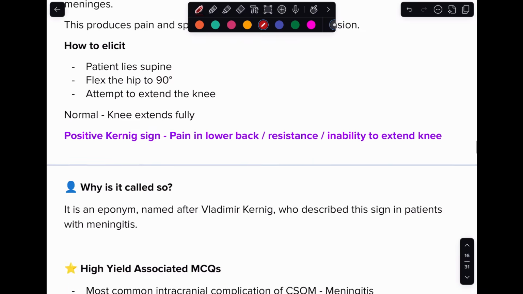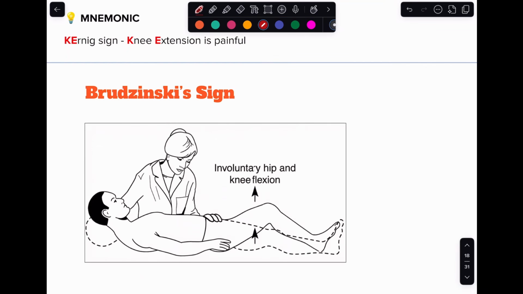Moving on to our next sign of meningeal irritation, which is Brudzinski sign. So Brudzinski sign is also a clinical sign of meningeal irritation. Now, what happens here? How are we going to elicit this? First of all, make the patient lie down in a supine position. Then, the examiner will gently flex the neck forward. As you do this, a positive Brudzinski sign would be when on flexing the neck, there will be involuntary hip and knee flexion. That is what positive Brudzinski sign is.